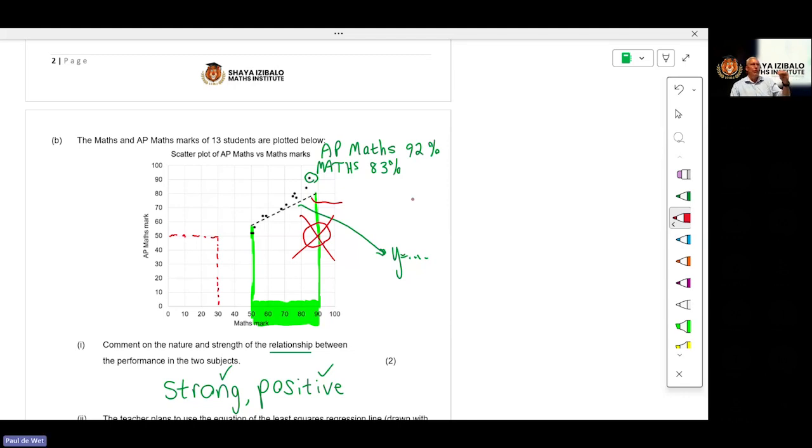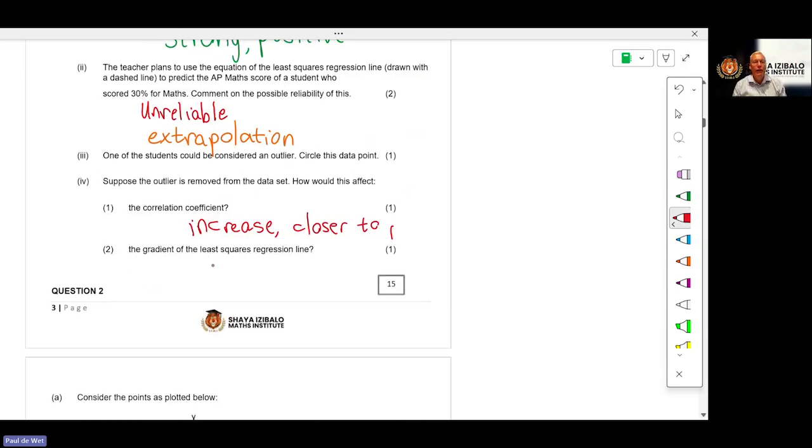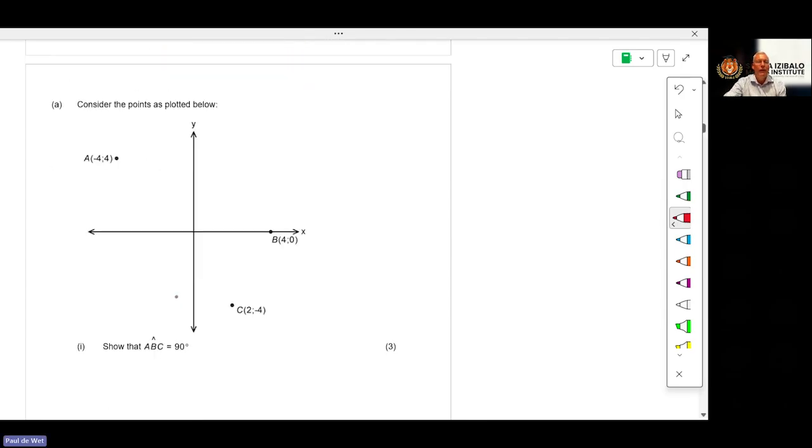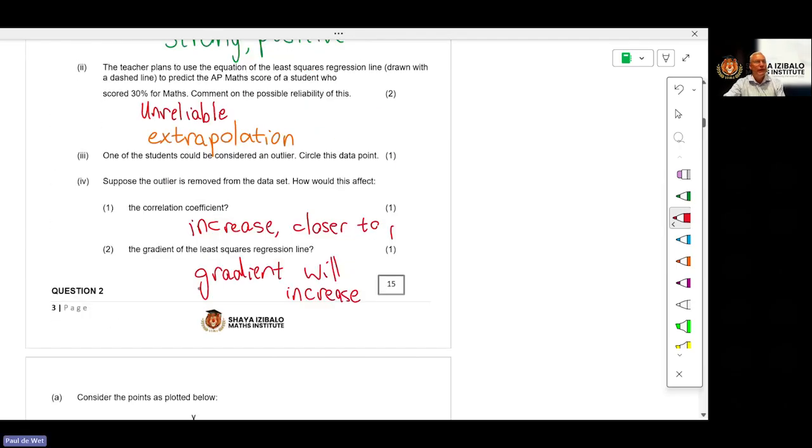Guys, if you think about that point, it's almost pulling the data set down. The line will slope more uphill. Okay, the gradient will increase. Okay, right now, that is everything there, guys.